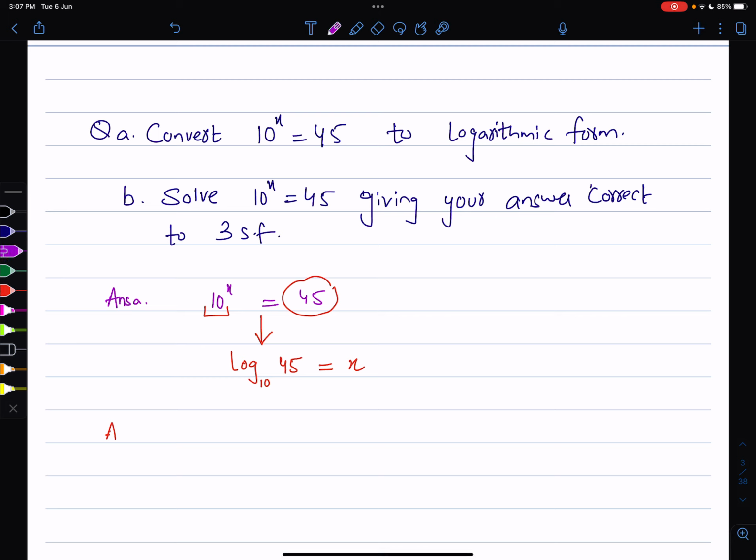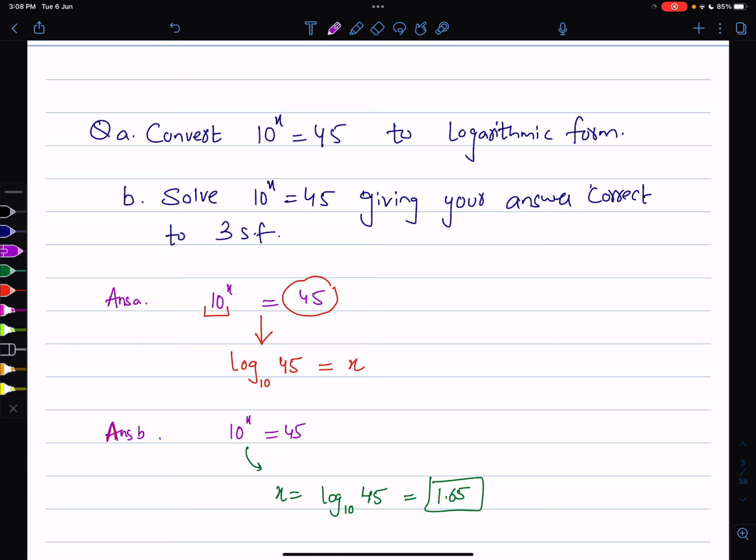In the second part, we need to solve this equation. Solving an equation means solving for the unknown value, and over here the unknown value is x. So if you want to solve 10 to the power of x equals 45, and we have converted this into the log form. The log form from the first part was x is equal to log to the base 10 of 45. We can use our calculator to evaluate the answer. Log 10 of 45 is around 1.65. So that's the working.